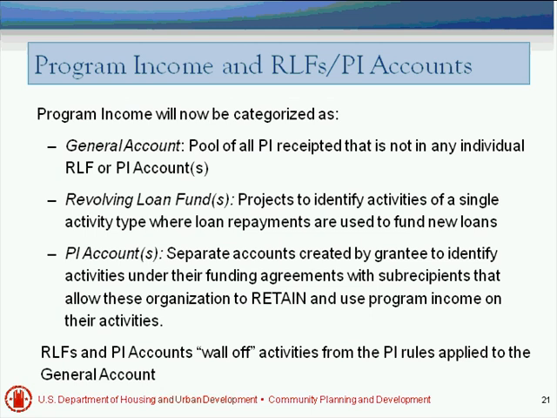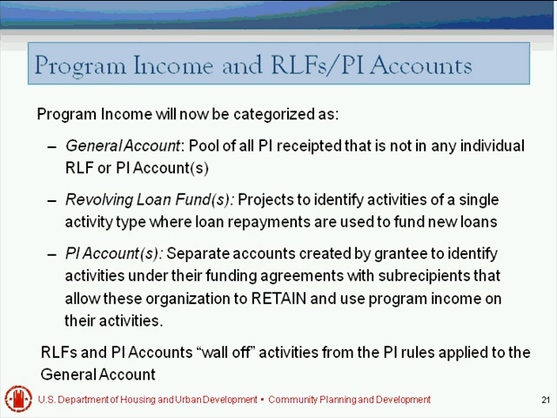So again, just to reiterate a little bit, program income and revolving loan funds, PI accounts. We've got the general account, which is a pool of all program income receipted, but is not in any individual revolving loan or program income account. It just means it's on an unassigned activity. A revolving loan fund is something very specific. You are creating one activity type. If it was regular CDBG, it could be economic development. For the most part here, it's housing, but one activity type where you're using loan repayments to fund new loans.